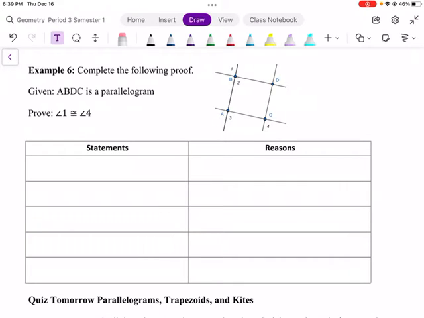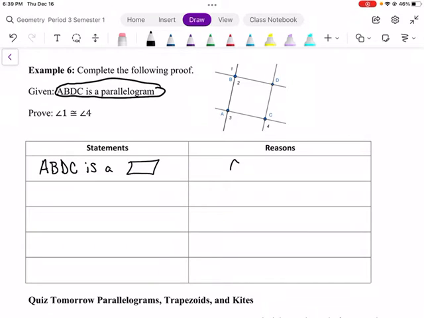The first thing we're going to do is fill in our given information, and we have that ABDC is a parallelogram. That was our given information. You'll notice in this one, we're going to be working with angles. So we are going to start with what we know in this parallelogram.